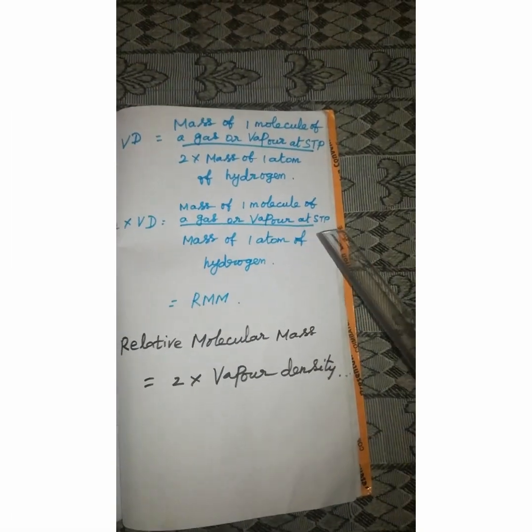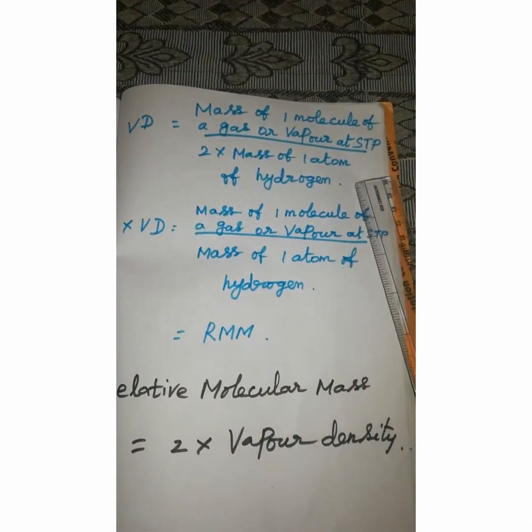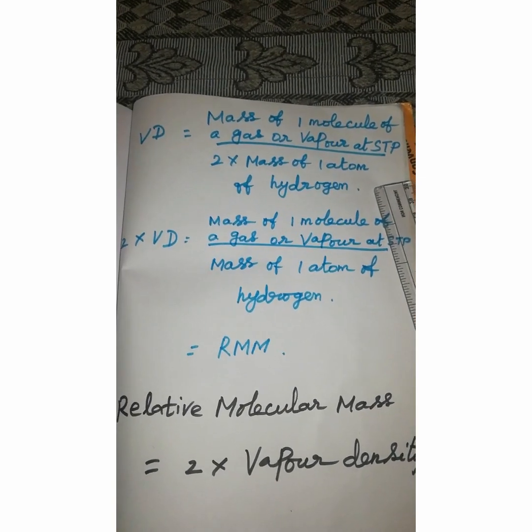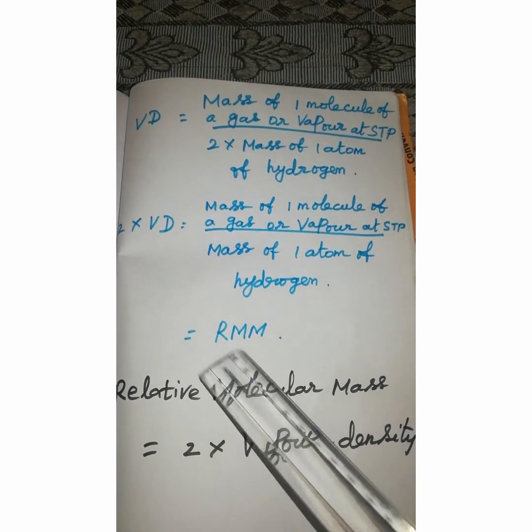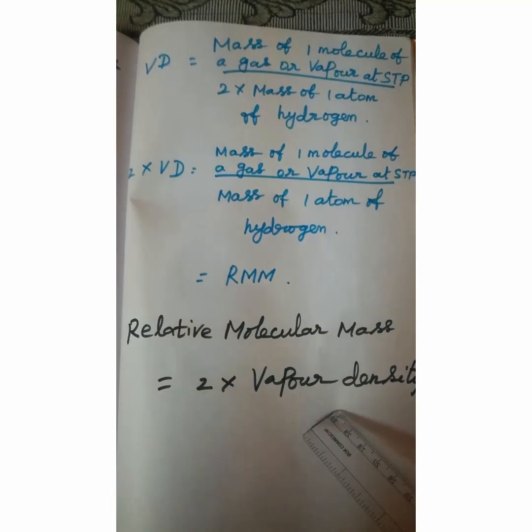So then vapor density is equal to mass of one molecule of a gas or vapor divided by 2 into mass of one atom of hydrogen at STP. 2 goes to the opposite side. We can write 2 into vapor density equals mass of one molecule of a gas or vapor divided by mass of one atom of hydrogen at STP. So note the point. Mass of one molecule of gas or vapor divided by mass of one atom of hydrogen equals relative molecular mass. So 2 into vapor density equals RMM, relative molecular mass. Relative molecular mass equals 2 into vapor density. This is the relation between relative molecular mass and vapor density.